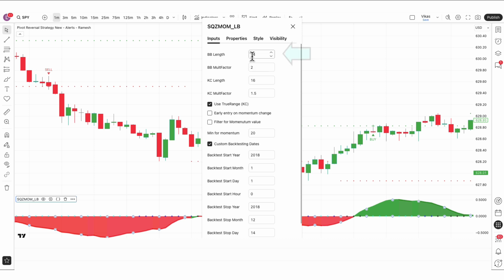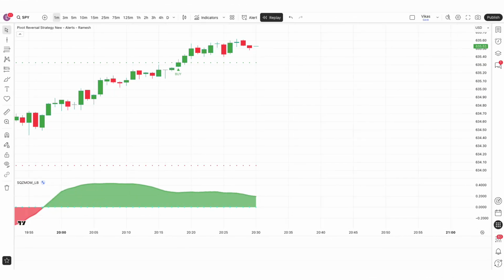We have to change the BB length option from 14 to 96. We have to change the BB multifactor option from 2 to 11. We have to change the KC length option from 16 to 1. Now our setup is ready.